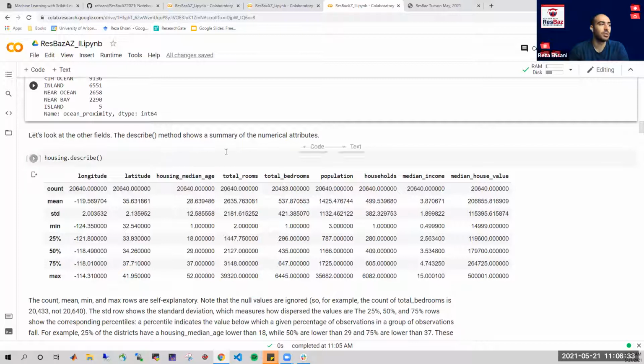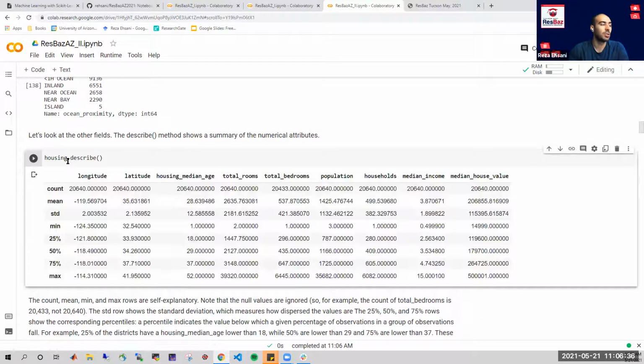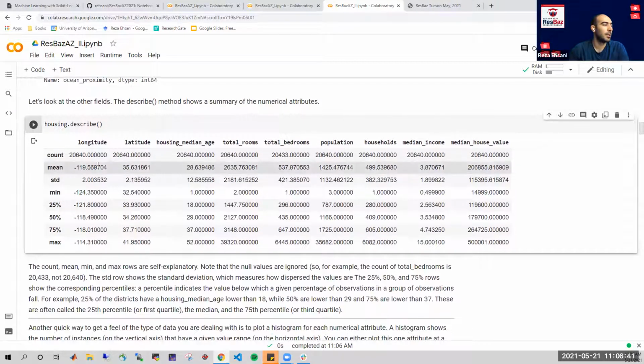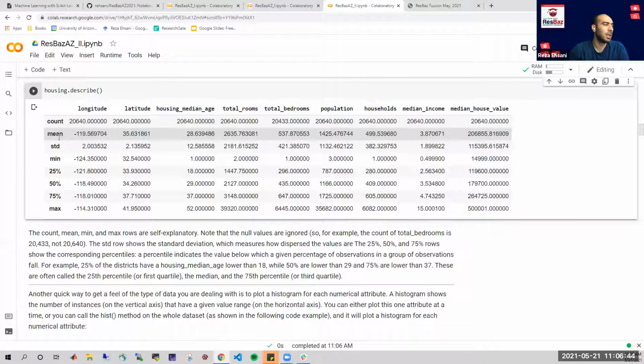The describe method shows a summary of the numerical attributes. So you just need to call describe over the data frame that we have created, and you get the count, mean, and also max. These are self-explanatory, noting that null values are ignored. So for example, the count of total bedrooms is 20,433, not 20,640. The std row shows the standard deviation, which measures how dispersed the values are. The 25th, 50th, and 75th rows show the corresponding percentiles.